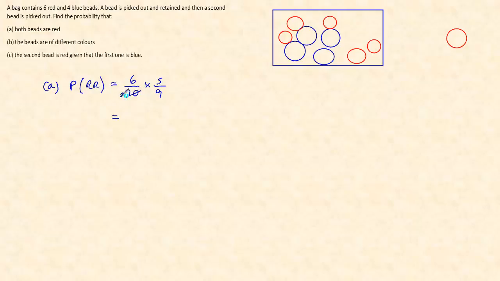Now there's a bit of cancelling here. So 6, 9, and the 2's go, and so that gives us 1/3.